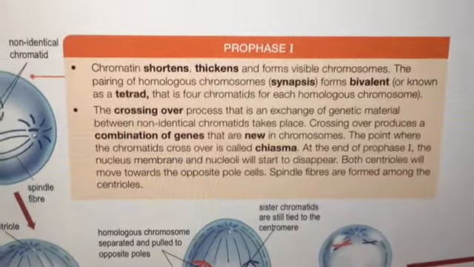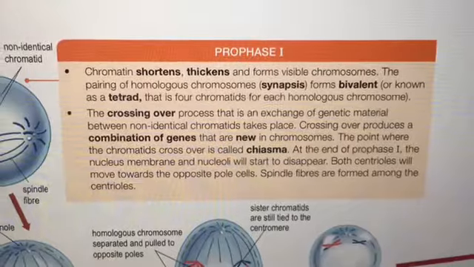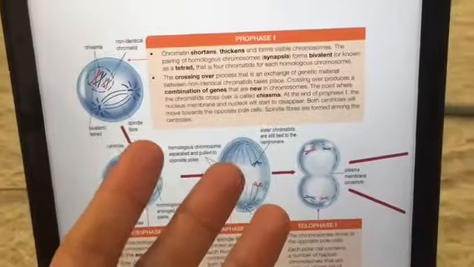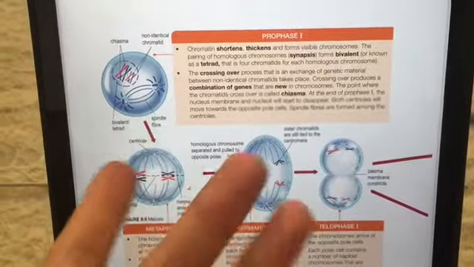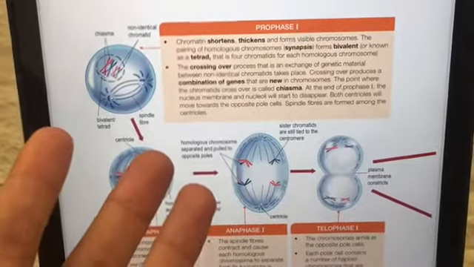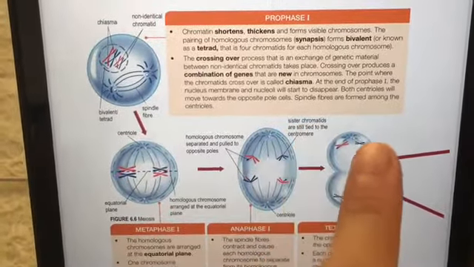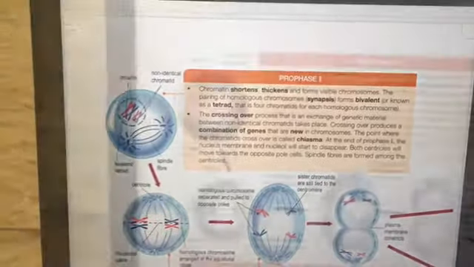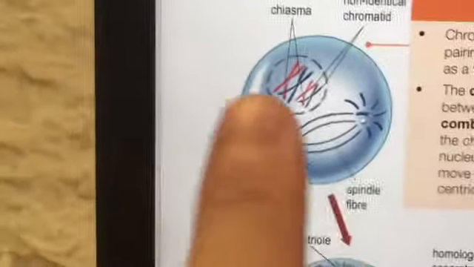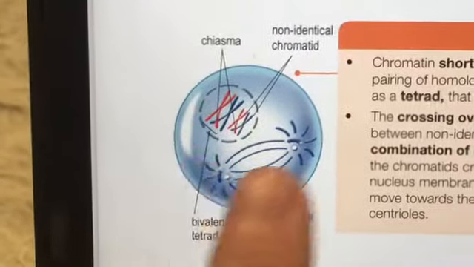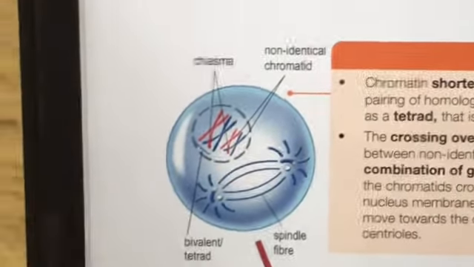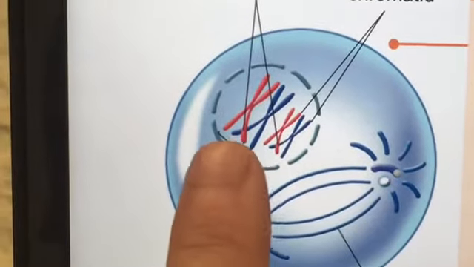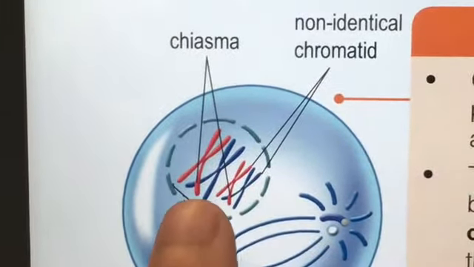At the end of prophase 1, the nucleus membrane and nucleoli will start to disappear. This is the same as prophase in mitosis. Okay, spindle fibers are formed among the centrioles, also the same with mitosis. Okay, you can see right here the nuclear membrane starts to disintegrate. Okay, and then you can see the pairing right there between 2 non-identical chromatids.